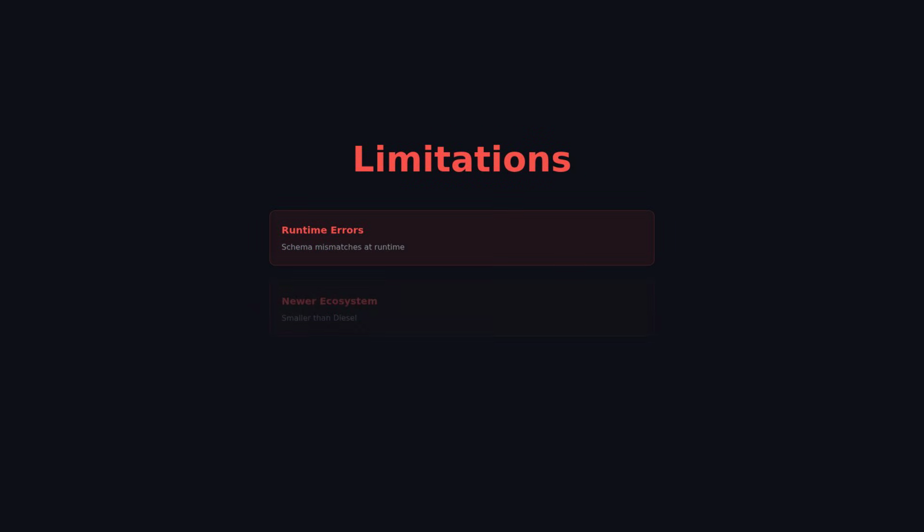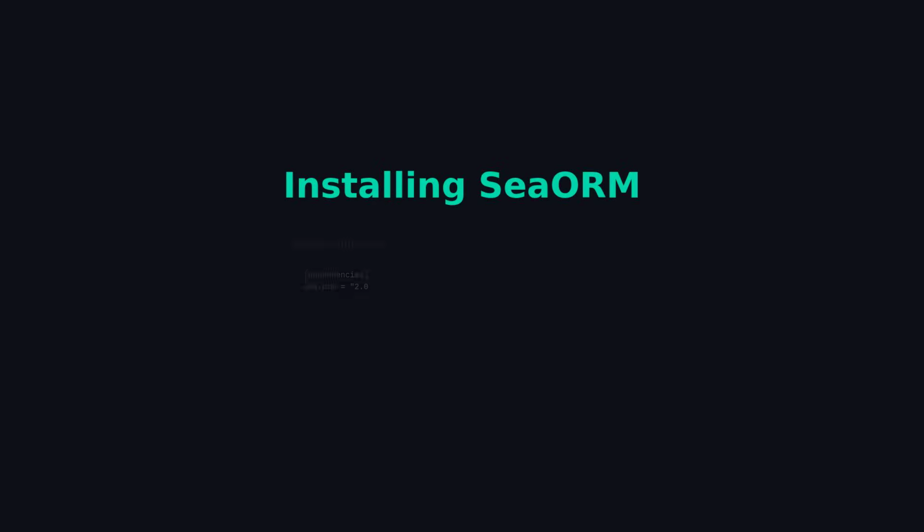To install SeaORM 2.0, add the SeaORM crate to your dependencies with features for your database driver and async runtime. Install the CLI for entity generation and migrations with cargo. Install sea-orm-cli. The documentation at sea-ql.org is comprehensive. To summarize SeaORM, it is the modern, async-first ORM with excellent flexibility. SeaORM 2.0 brings major improvements. Great for dynamic queries, relationship handling, and rapid development. The future of Rust ORMs.